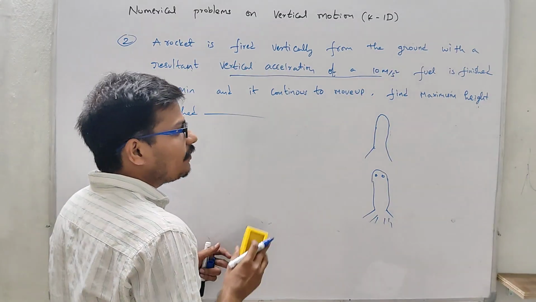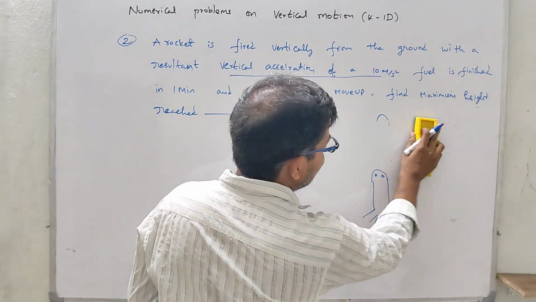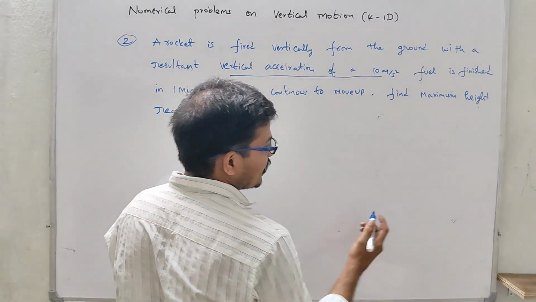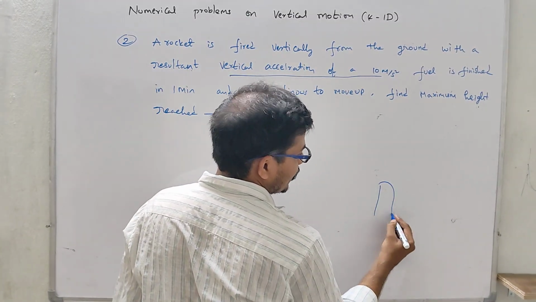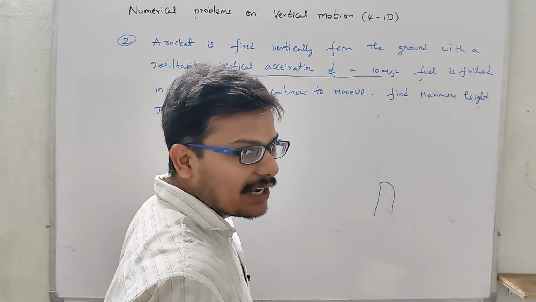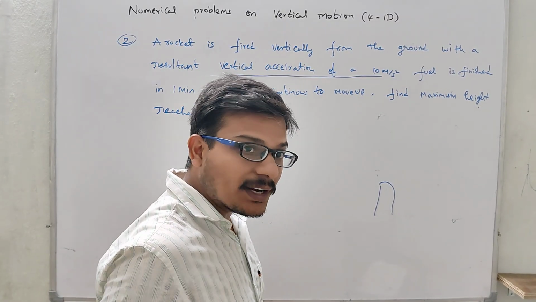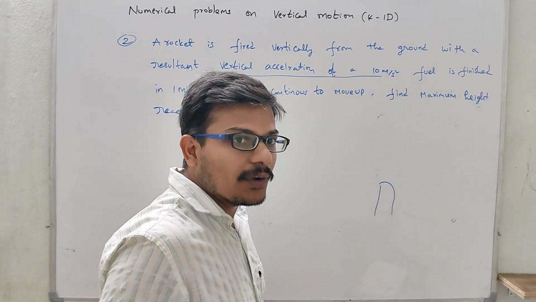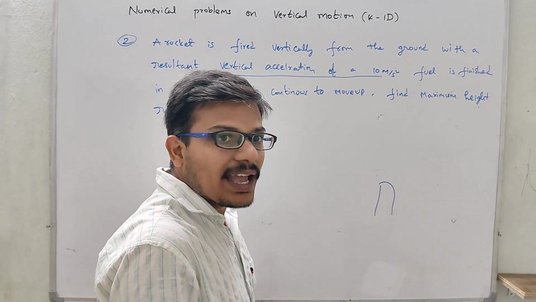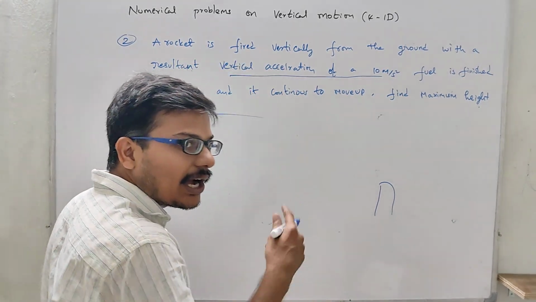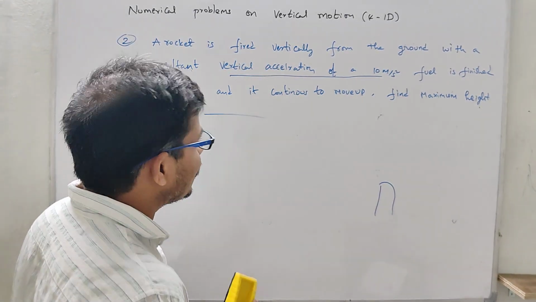Okay, for example, see one more time. Initially a rocket is going with some velocity. After some certain height, its entire fuel is over. But after the fuel is over, it still has some velocity. With that velocity, it will go. Okay, that is our interest in the question.